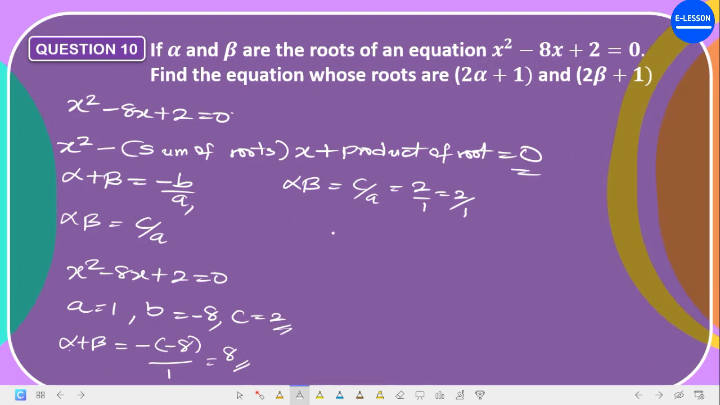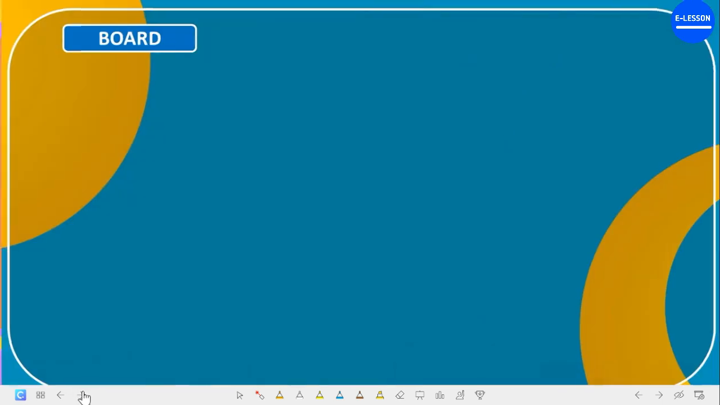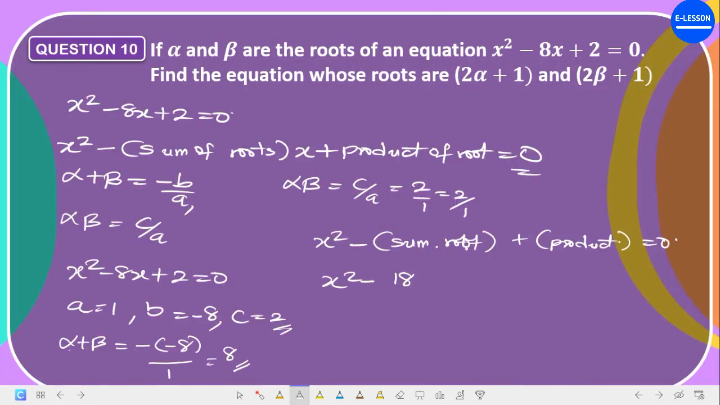So you now come back here and say, the formula for getting the equation is x squared minus sum of roots x plus product of roots equals 0. x squared minus, where's your sum of roots? Your sum is 18. So in place of the sum of roots, you put 18, then x outside, plus, where's your product? Your product is 25, equal to 0. So this is the new equation: x squared minus 18x plus 25 is equal to 0.